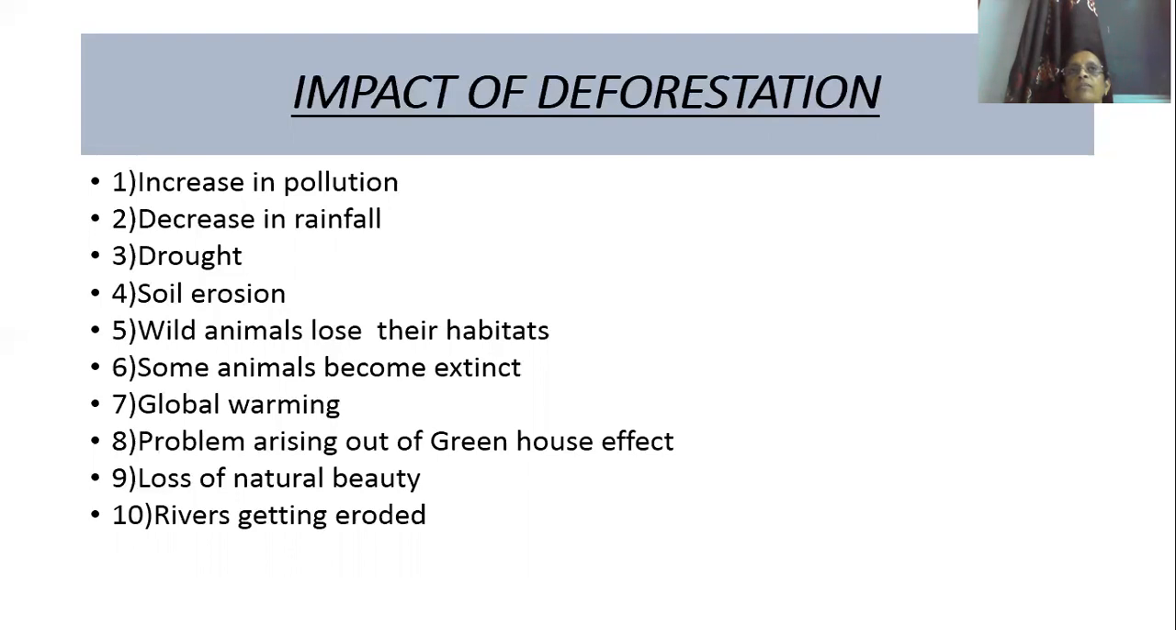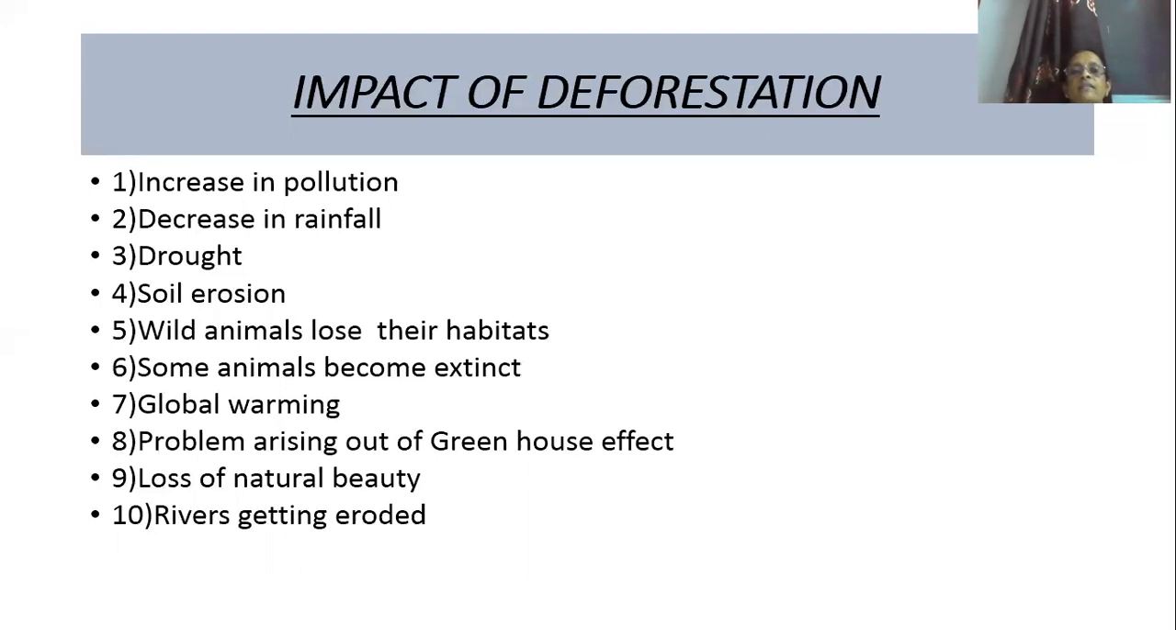Now you know the number of elephants, tigers, lions, etc. are decreasing. What is the reason for that? Because of the destruction of a forest or deforestation. Then global warming, that means temperature is increasing in the environment, and not only in India, all over the world. Then problems arising out of the greenhouse effect. Then loss of natural beauty, as forest is considered to be the ornament of nature. If a man is cutting down the trees in the forest, the beauty of nature will be lost. Then rivers getting eroded, that a heavy rainfall will come, then the rivers are getting eroded. So these are the effects of deforestation.